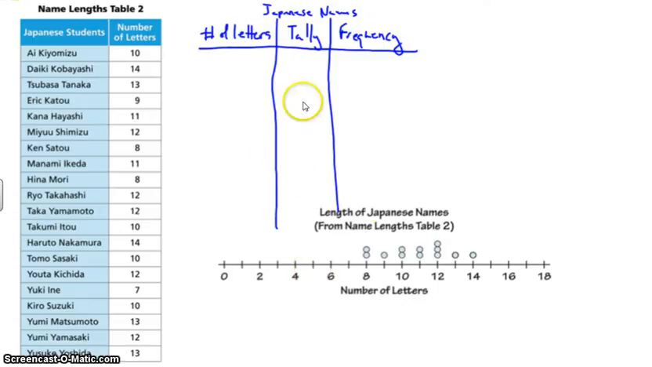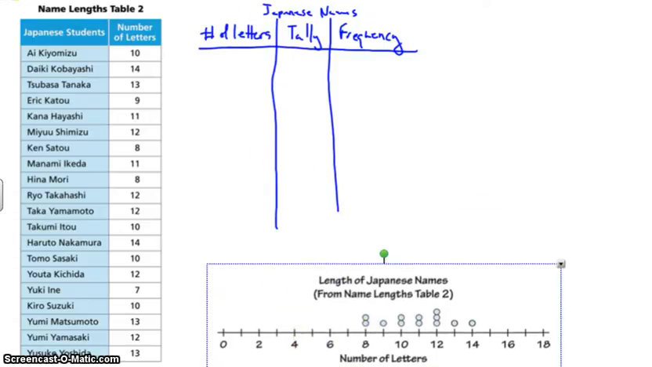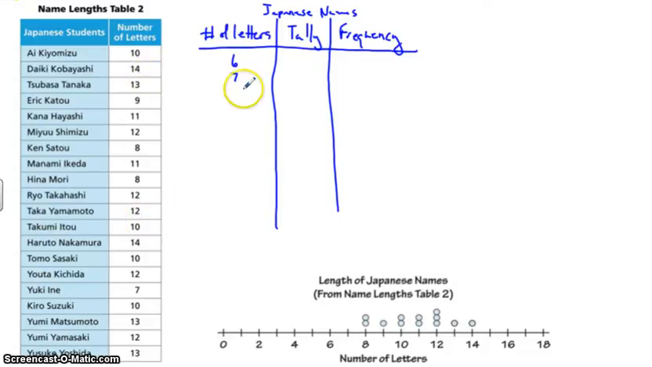So we are going to keep going. All right, so the number of letters, we're going to look here. The smallest is 7. I don't think there's anything smaller than that, so we're going to start with 6, 7, and the largest name is 14. So we're going to go clear to 15. So 6, 7, 8, 9, 10, 11, 12, 13, 14, and 15. Okay, one below to one above our names.